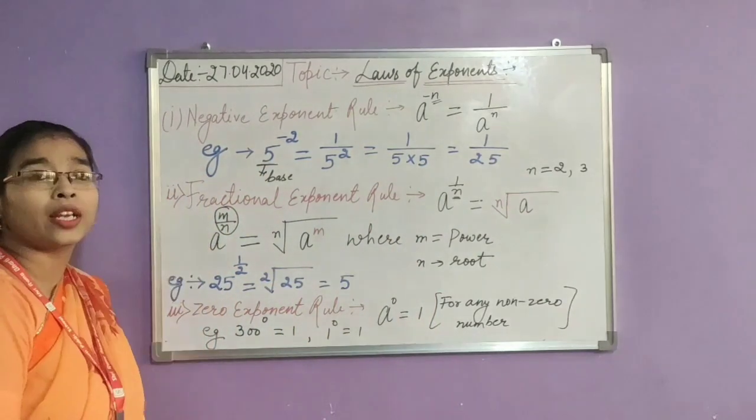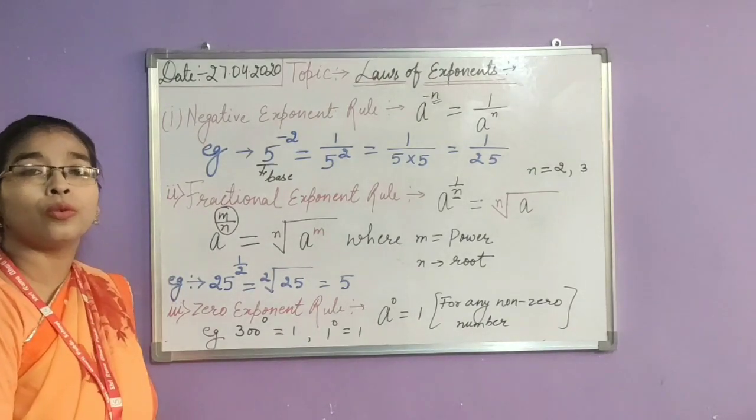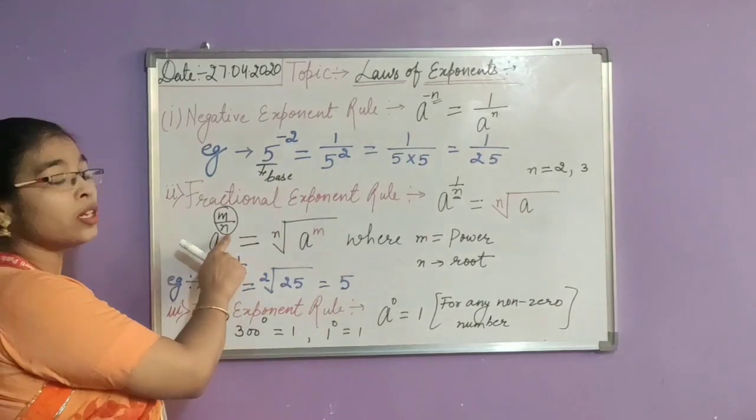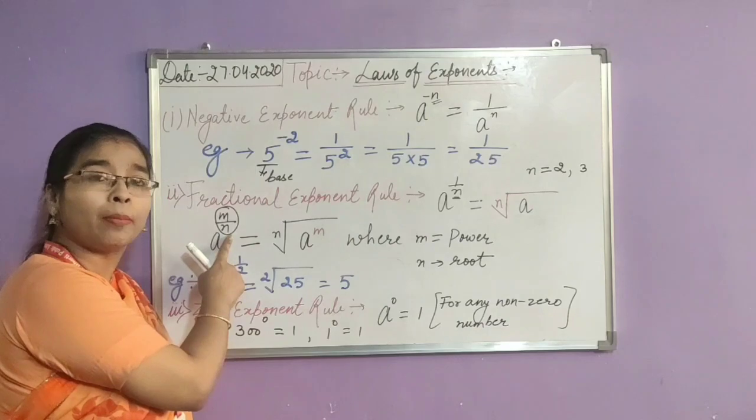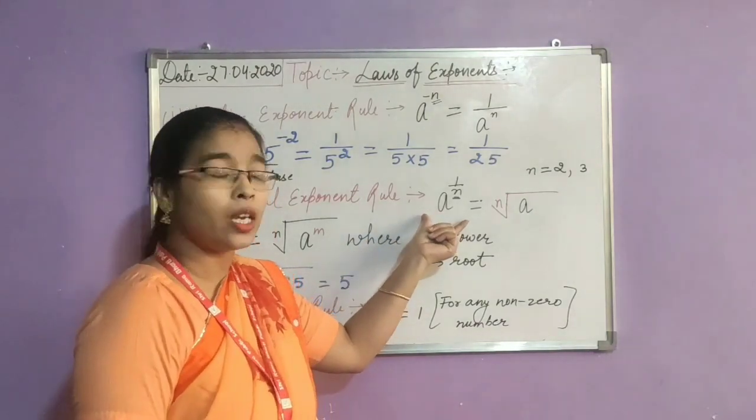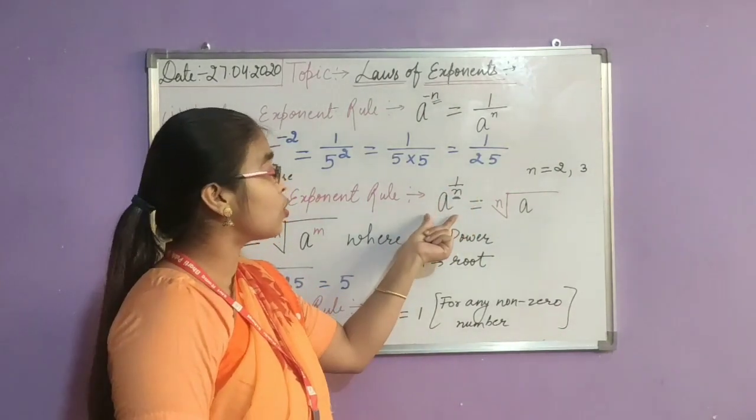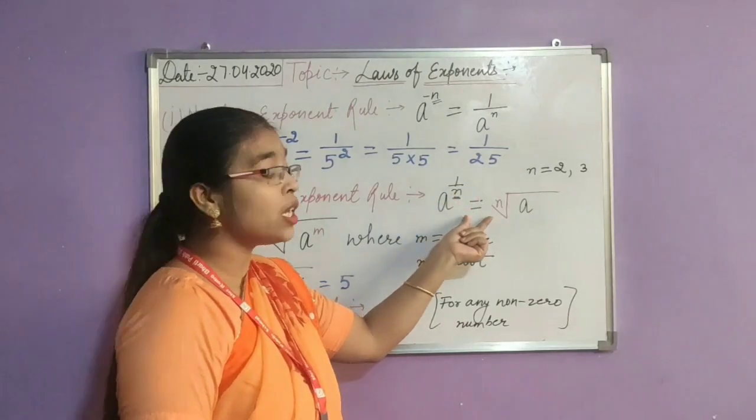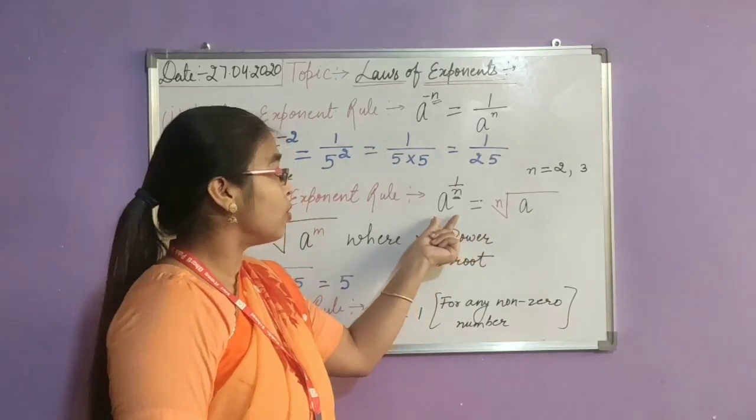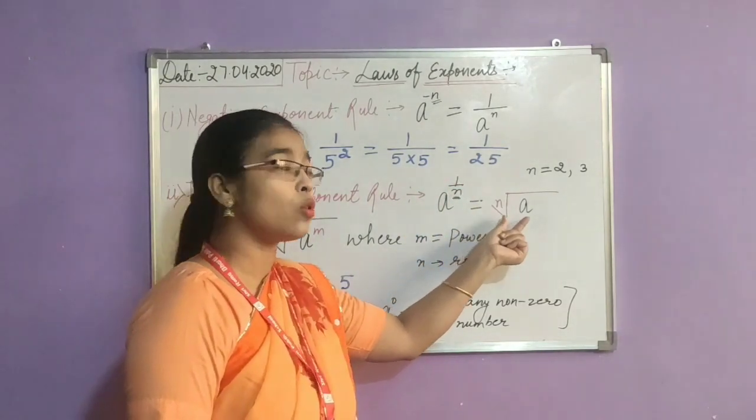Second one is the fractional exponent rule. Fractional exponent rule is also known as rational exponent rule, because here the power is in the form of m by n. Let's see what it is. A raised to the power 1 upon n is equal to nth root of a.